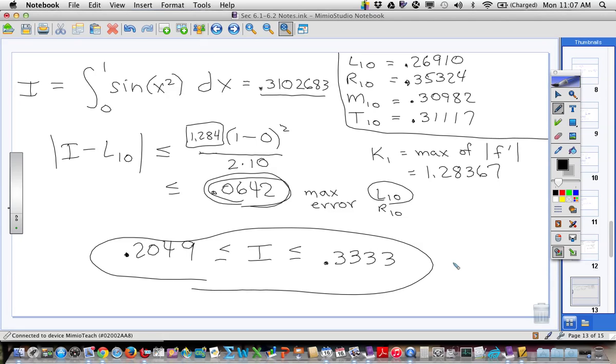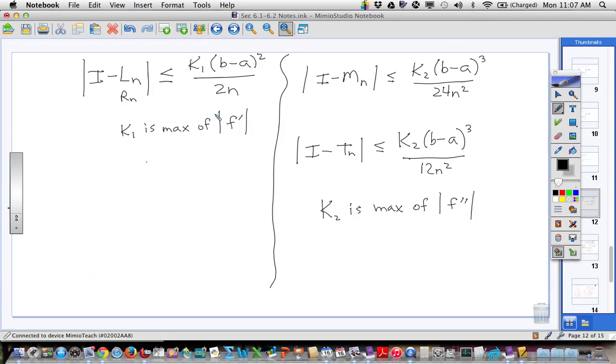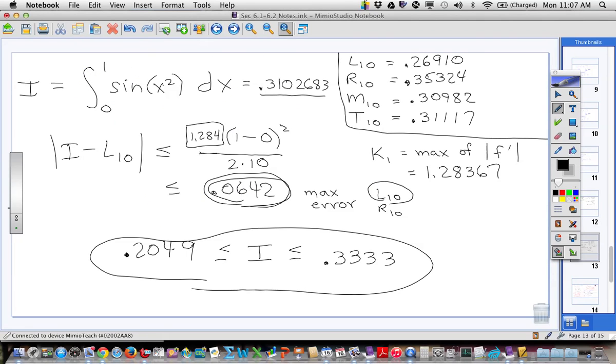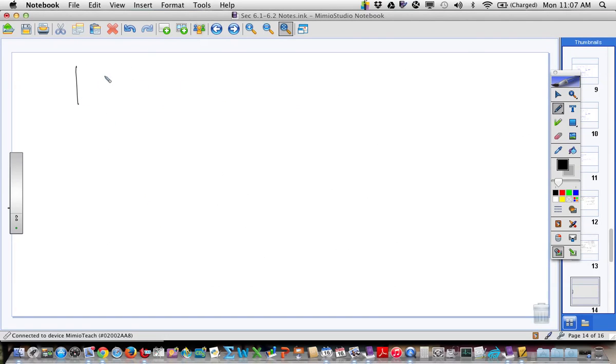Now let's go ahead and do that with the midpoint one. The midpoint and trapezoid are exactly the same. The only difference is you have a 24 or a 12 in here. So let's do our midpoint. What is going to be our error bound for our M10? Let's do our formula. Put our box here. This is going to be our K2 now. That's going to be K2.